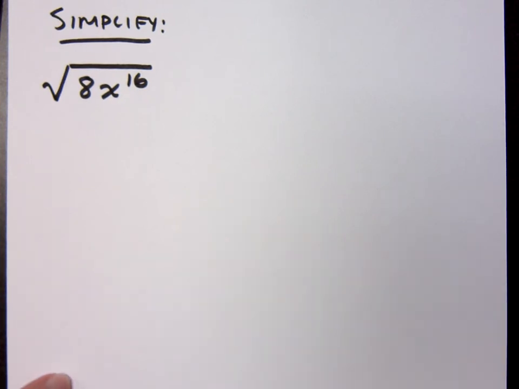What would you do with the square root of 8a to the 16th? Or 8x to the 16th? Just square both of them. Square both of them? Well, yeah. Because squaring and the square root are not the same operation.